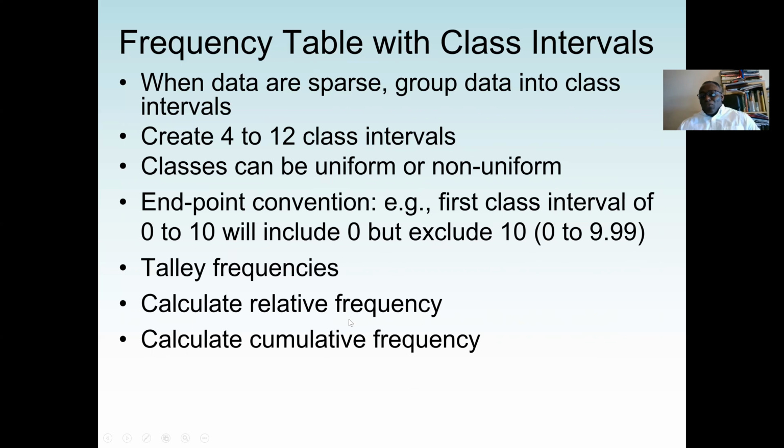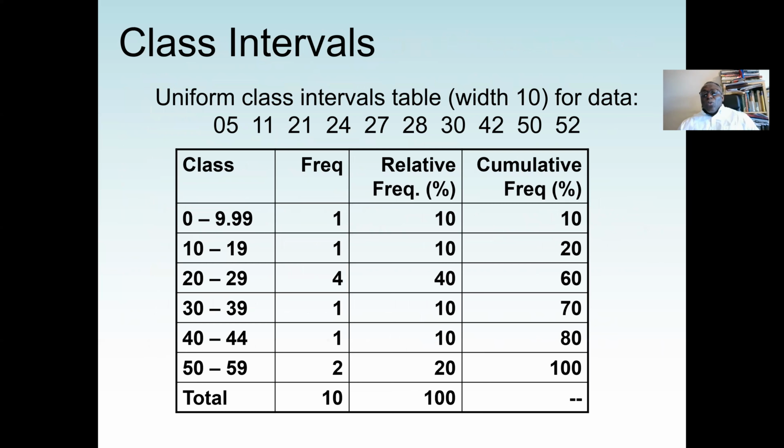We calculate the relative frequency, which is the proportion. Then we calculate the cumulative frequency. So a frequency table will have 4 columns: the class, then the tally frequencies, then the relative frequency, which is the proportion of each category, and then the cumulative frequency.